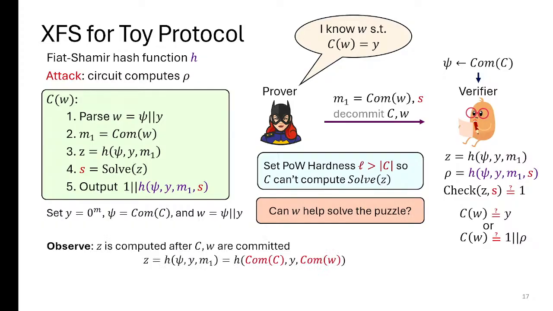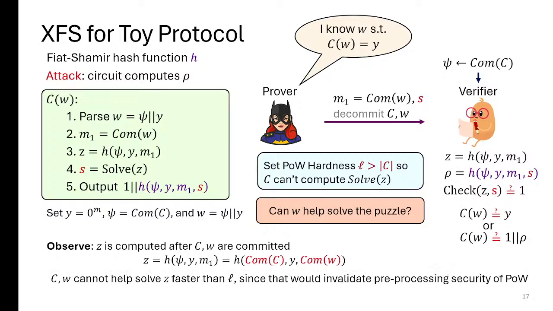So the puzzle Z is computed after the circuit and W are committed, right? Because C and W are committed, and then Z is equal to something that depends on their commitment. And C and W cannot help, therefore, because they were chosen before they knew the puzzle, they can't help solve the puzzle faster than time L, which is, again, hard, since this would invalidate the preprocessing security.